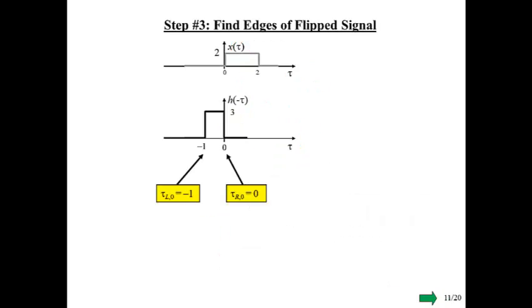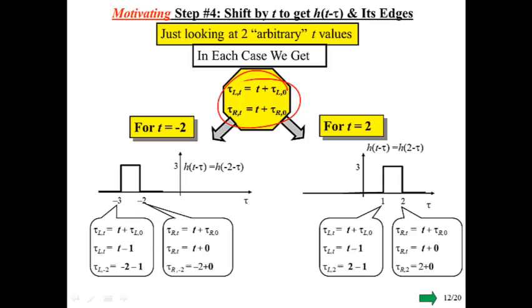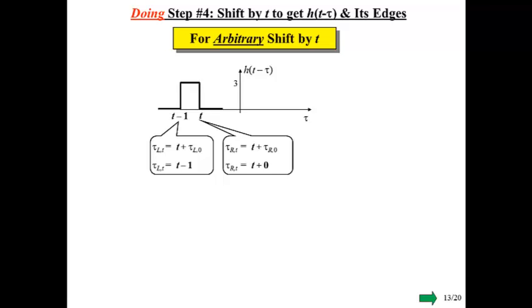Now I'm going to find the edges of the flipped but not shifted signal. So in this case, the right edge is at 0 and the left edge is at -1. And then this is just motivating the next step. I'm going to skip this because I think it's pretty clear that if I shift a signal, its edges just get shifted by t. But you can work through those two examples to show that that definitely does hold true. So when I shift this thing, my edges were at -1 and 0. Now my edges are at t-1 and t.